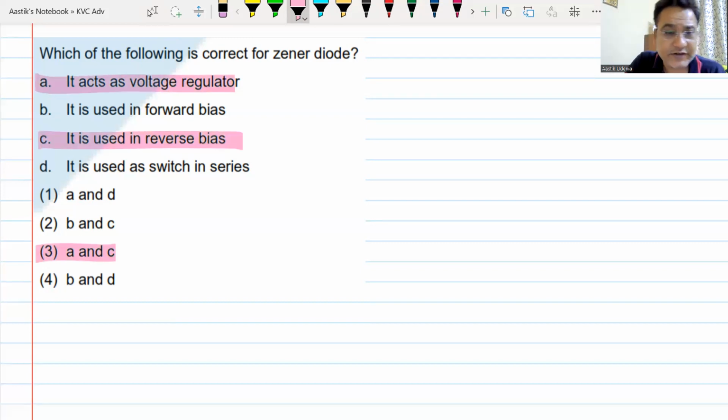It is always used in reverse bias. You've discussed it many times, and I hope you know how to do this. Yes or no? Yes. Fact-based question. This is the next one in line.